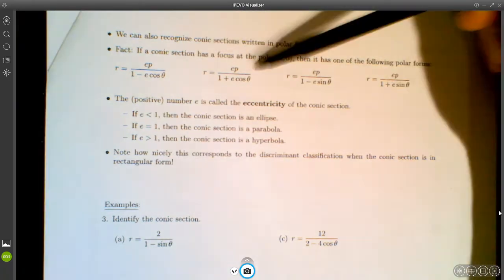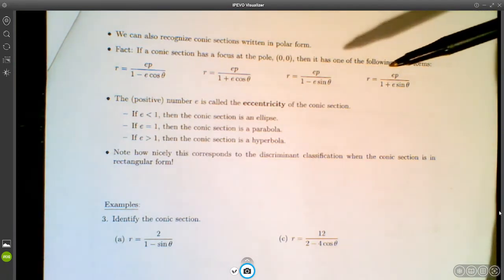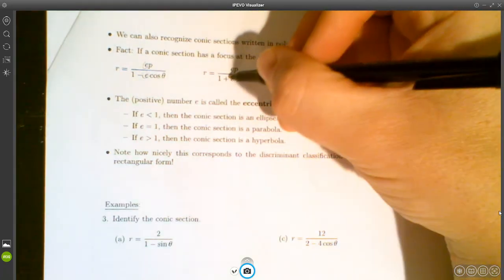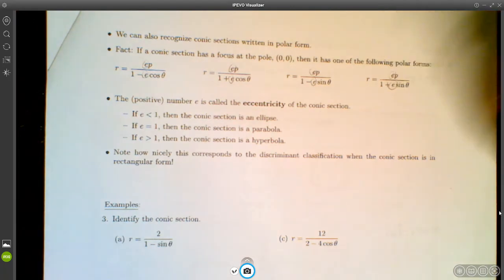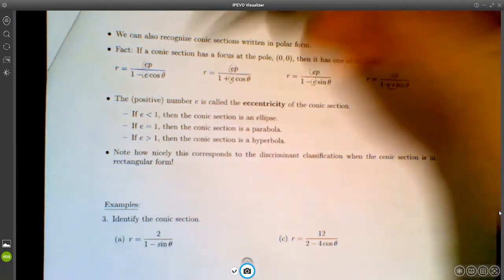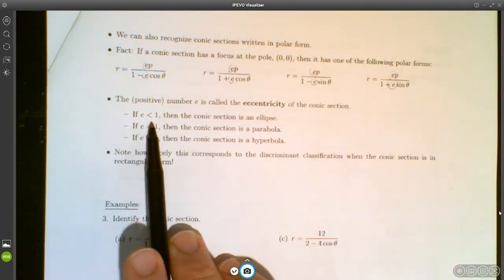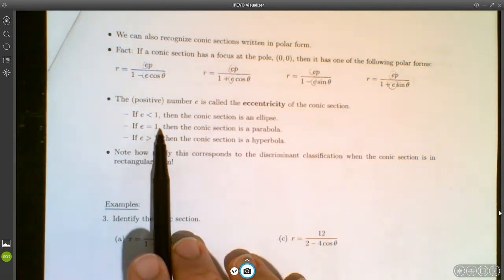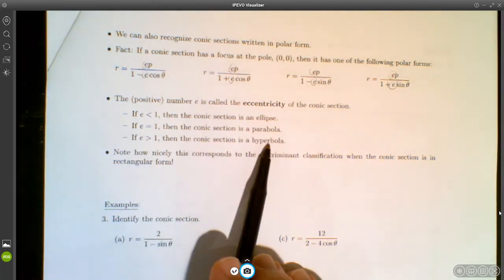It has one of these following forms, and the way you can tell what kind of conic section it is is based on this number e. e is called the eccentricity of the conic section. If e is less than 1, then the conic section is an ellipse. If e equals 1, then it is a parabola. And if e is greater than 1, then it is a hyperbola.